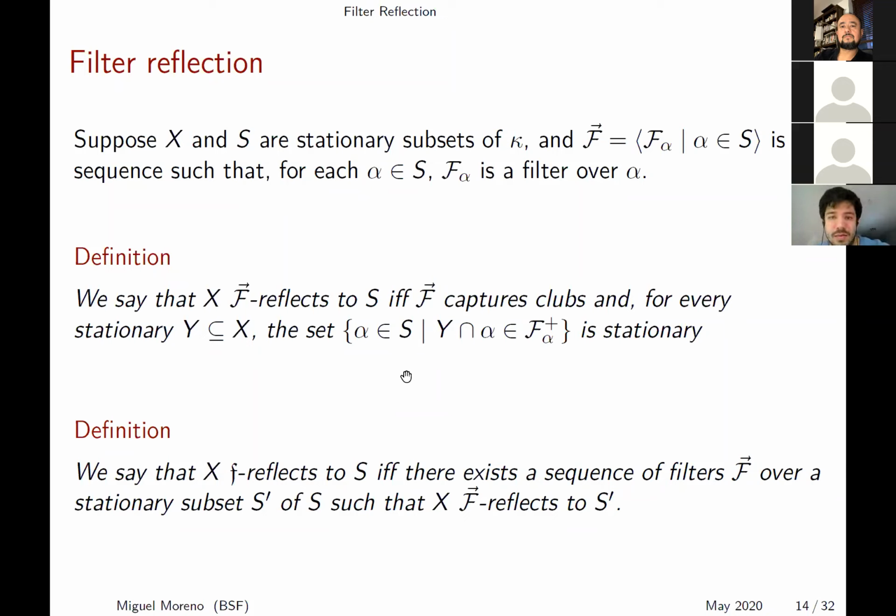Okay. So finally, we say that X filter reflects to S if and only if there is a sequence of filters F over a stationary subset of S, so S dash, such that F reflects to S dash. So we don't want the whole sequence to be indexed by S. We just want it to be indexed by a stationary subset of S. So we're just trying to mimic what it means to be a club, what it means to reflect, what it means to be stationary, and this is the least we need.